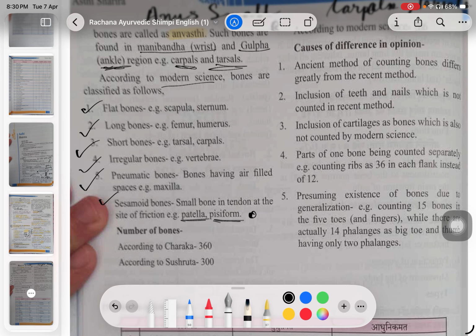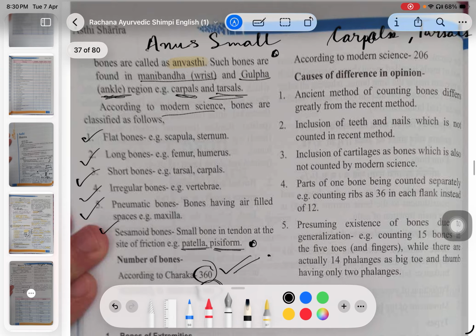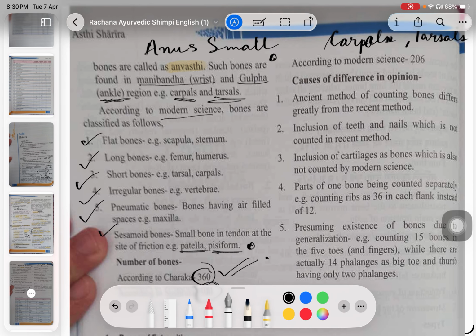Among these, the number of bones according to Charak is 360. He may have included the soft tissues, the cartilages, and other tissues which are normally harder than the soft tissues. So that's why maybe he has counted 360. So you need to remember this. And according to Sushruta, it's 300. Then according to modern, it is 206.